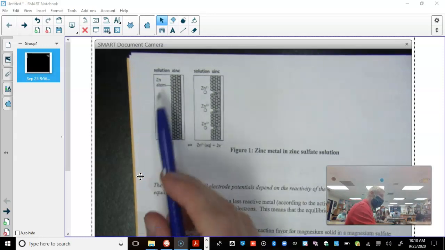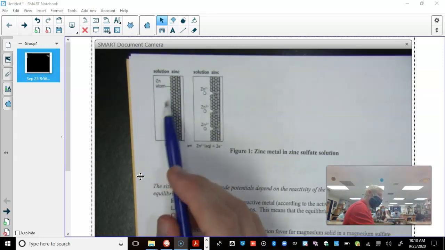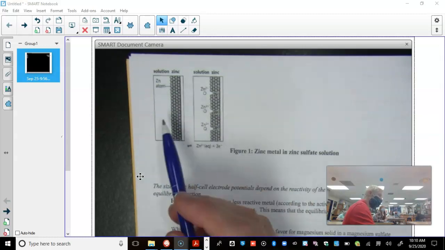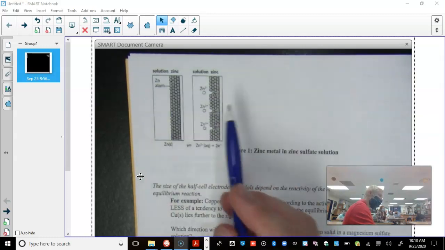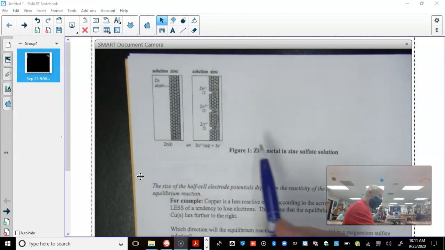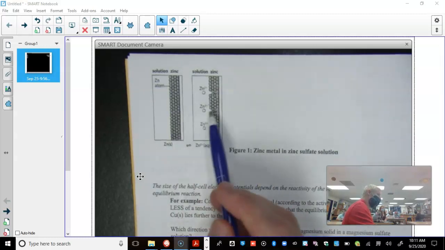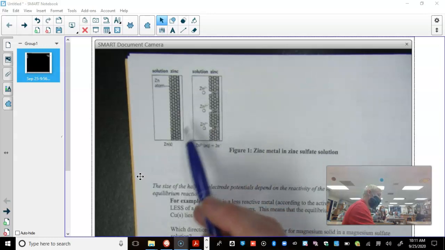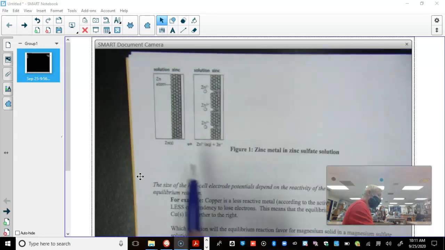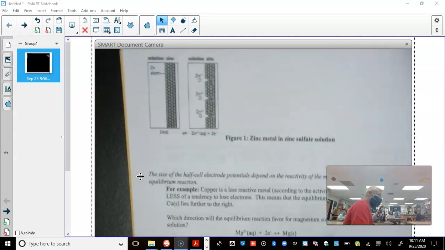Here's a picture of what's going on. Zinc atoms are losing electrons and thus forming zinc 2 plus over here. Or you could say that zinc atoms are gaining electrons and forming zinc solid. So you've got equilibrium.